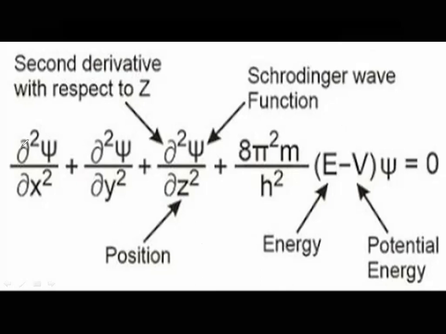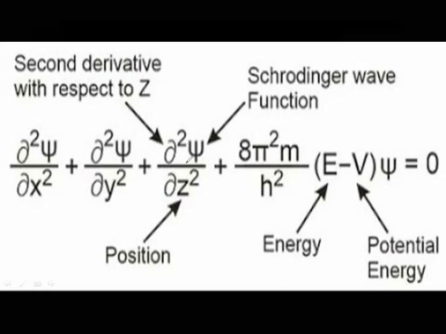How do we pronounce it? This symbol is pronounced as dou. Dou square psi upon dou x square plus dou square psi upon dou y square plus dou square psi upon dou z square plus 8 pi square m upon h square (E minus V) psi is equal to 0. So this Schrodinger wave equation gives us the complete address of the electrons.